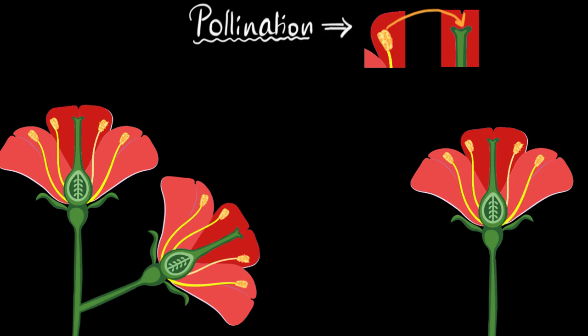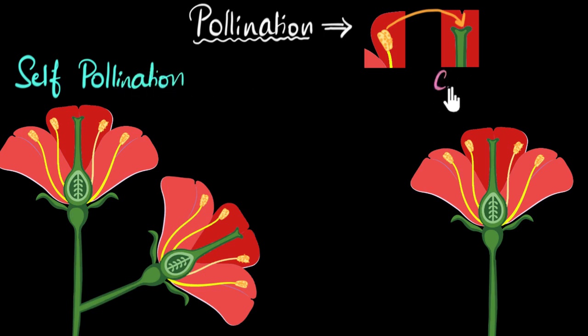Now, based on whether the pollen grains are transferred within the same plant or between two different plants, we can classify them into two kinds. So the first one we'll call self-pollination. And the second one would be something called cross-pollination. Let me just write that correctly. All right, cross-pollination. So let's start with the self-pollination.